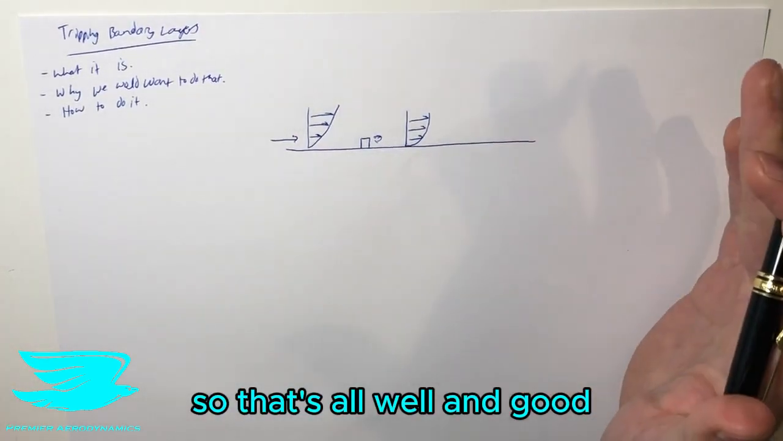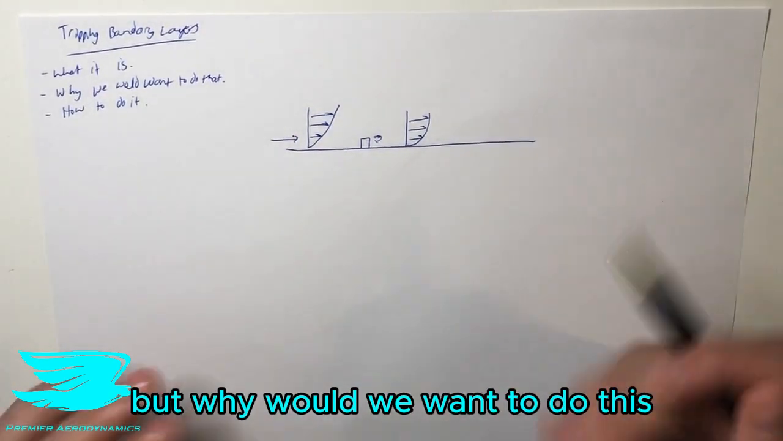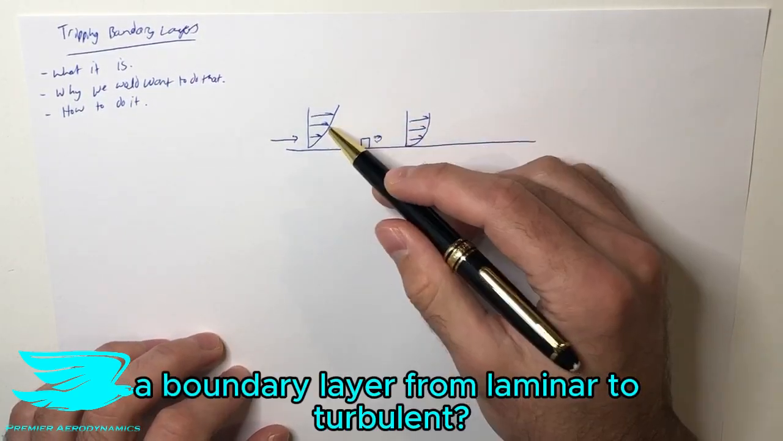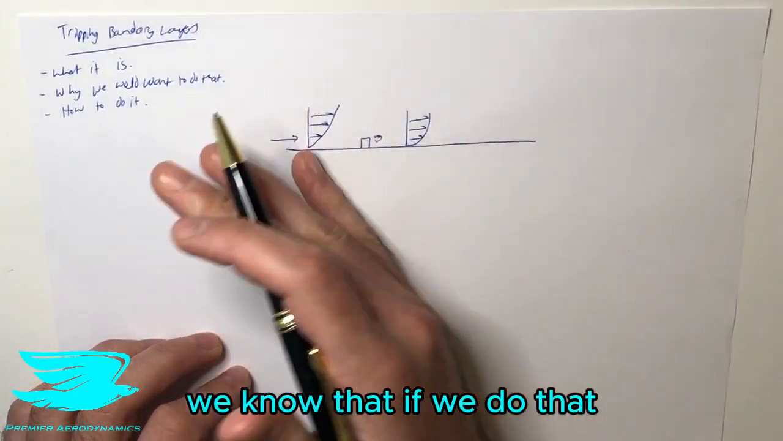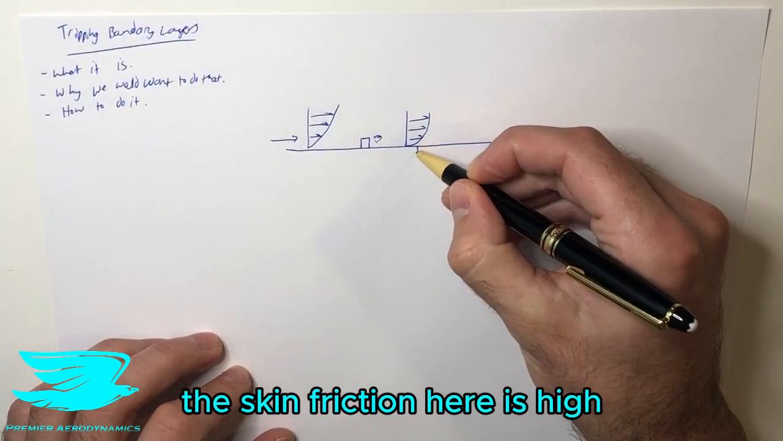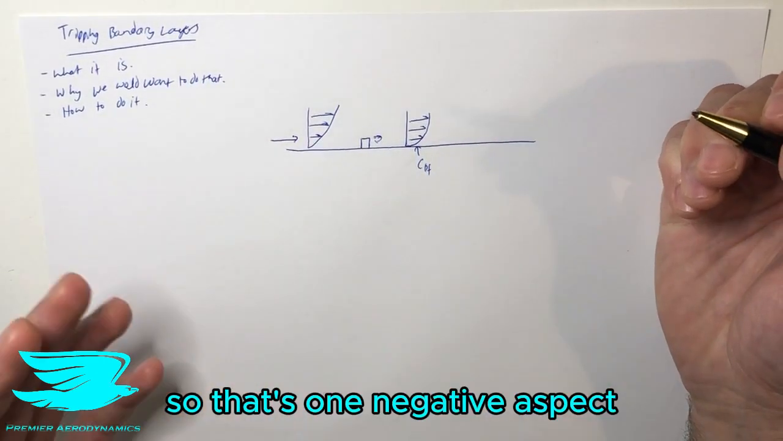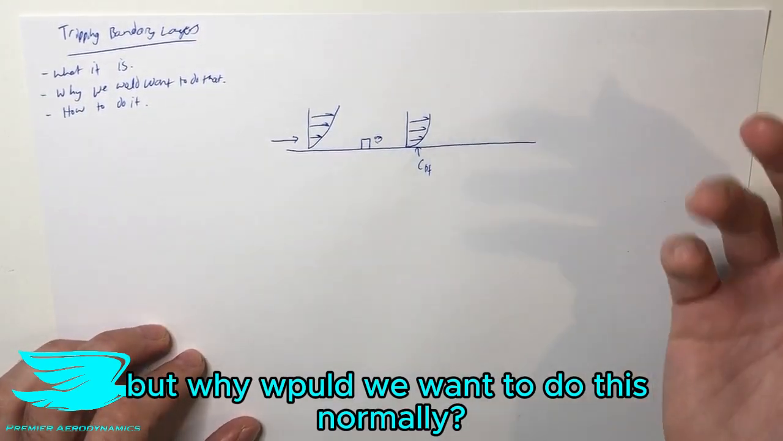So that's all well and good, but why would we want to do this? Why would we want to artificially trip a boundary layer from laminar to turbulent? We know that if we do that, the skin friction here is higher, which means that the skin friction drag will increase. So that's one negative aspect, but why would we want to do this normally?